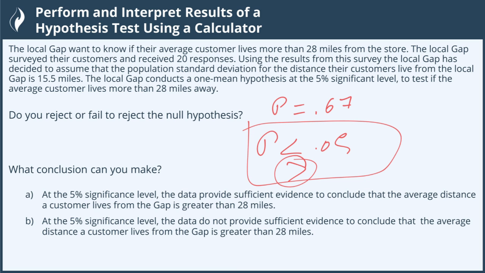Failing to reject a null hypothesis means that at the 5% significance level, the data does not provide sufficient evidence to conclude that the average distance the customer lives from the Gap store is greater than 28 miles, which was our alternative hypothesis. Because if you remember, our null hypothesis said that the mu was equal to 28, and our alternative stated that the mu was greater than 28.